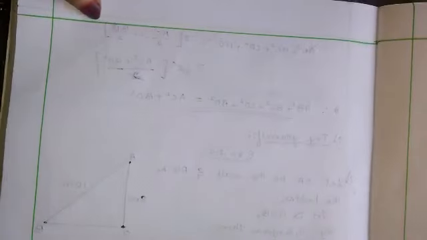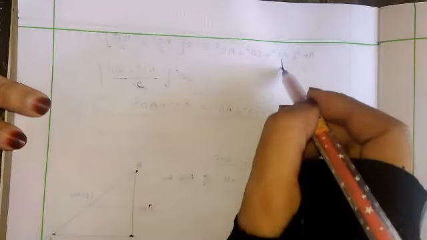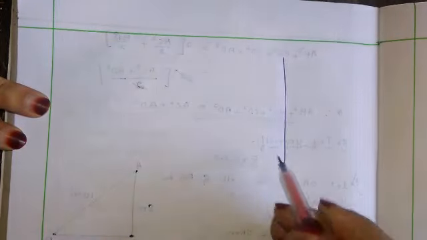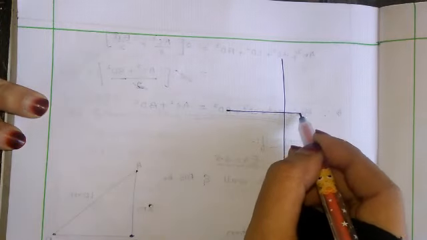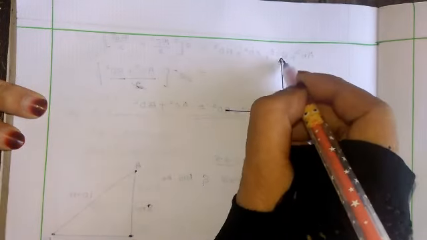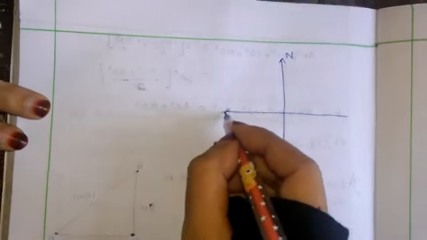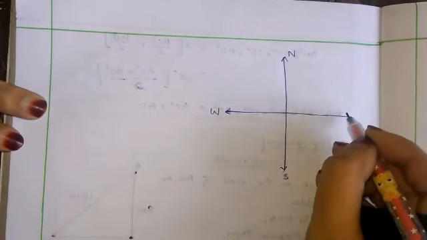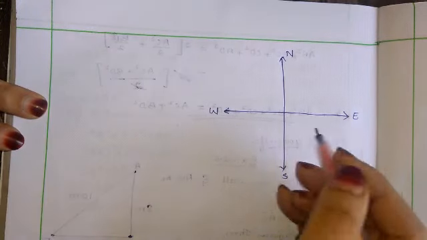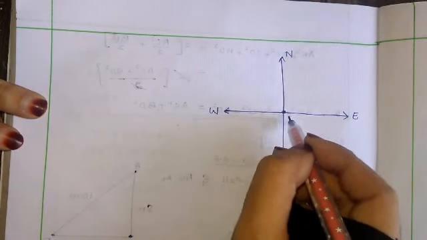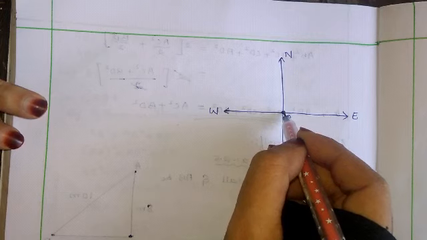Okay. Let me first draw the east, west, north, south. This is the figure. I'll draw here. We know that this is the north and this is the south. This is west and this is east. Okay. They have told that from the airport, this is the point, for example, airport.